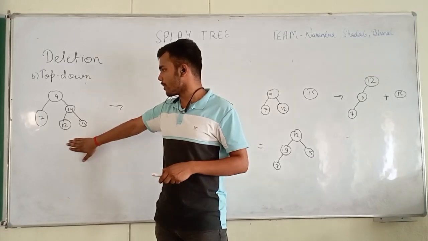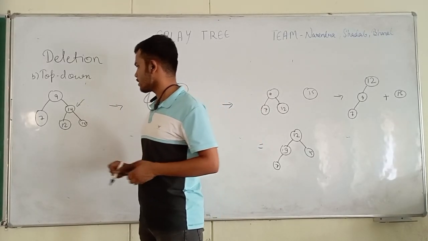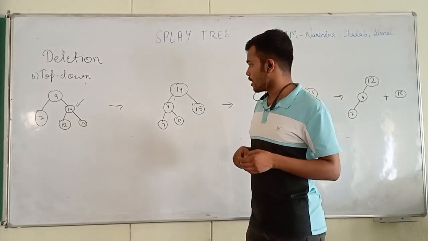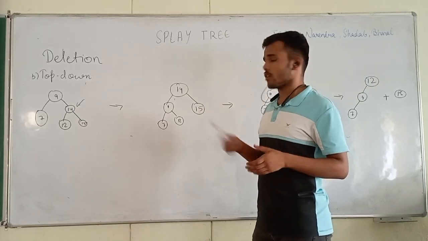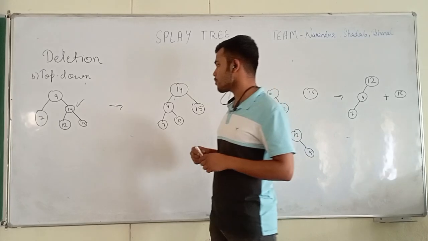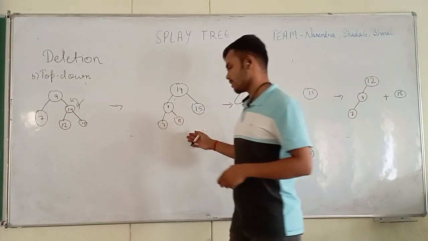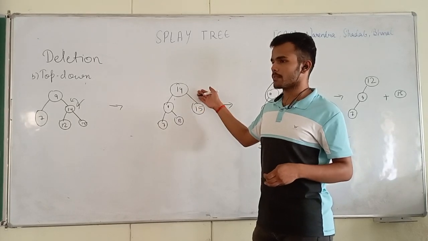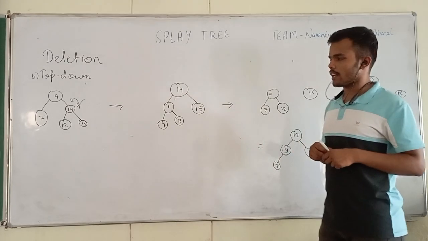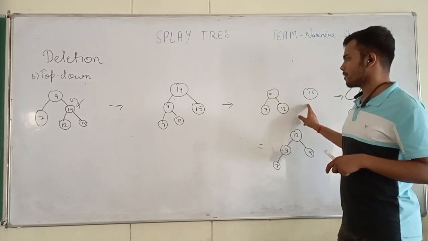So let's understand it through an example. We have this binary tree and we need to delete node 14 from this tree. First we will perform splaying on node 14 and we do a left rotation on node 14 to make it the root node. After performing the left rotation on node 14, we get a binary tree like this. Now we can see that 14 has become the root node. Now we will delete the root 14, and after deleting we get two subtrees, that is 9, 7 and 12 and 15.